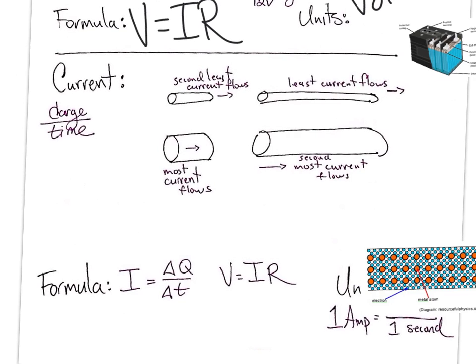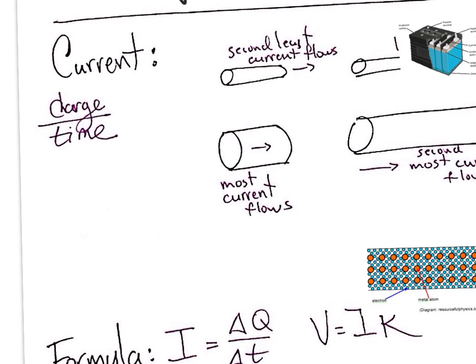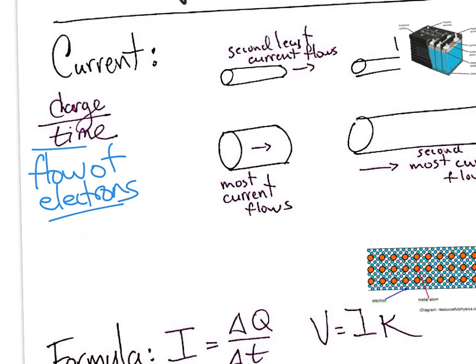Okay, current. Current is defined as, well, let's describe it as the flow of electrons. The more precise definition is charge per time. So the units are going to be in coulombs per second.